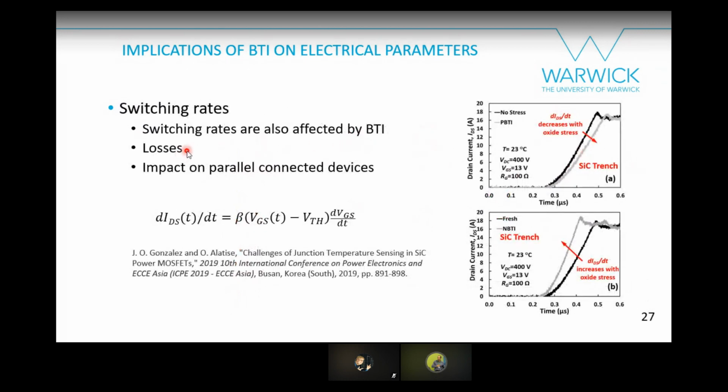So this can lead to switching losses. This can have impact on parallel connected devices. If you analyze the equation of di/dt, threshold voltage appears there, so di/dt is going to be affected. So PBTI reduces the switching rates, MBTI increases the switching rates. We are working with gate voltages and resistances where we can exaggerate this, but you can see that there's a clear change in the switching rates because of this threshold voltage instability. Again, this was a highly accelerated stress of 40 volts.